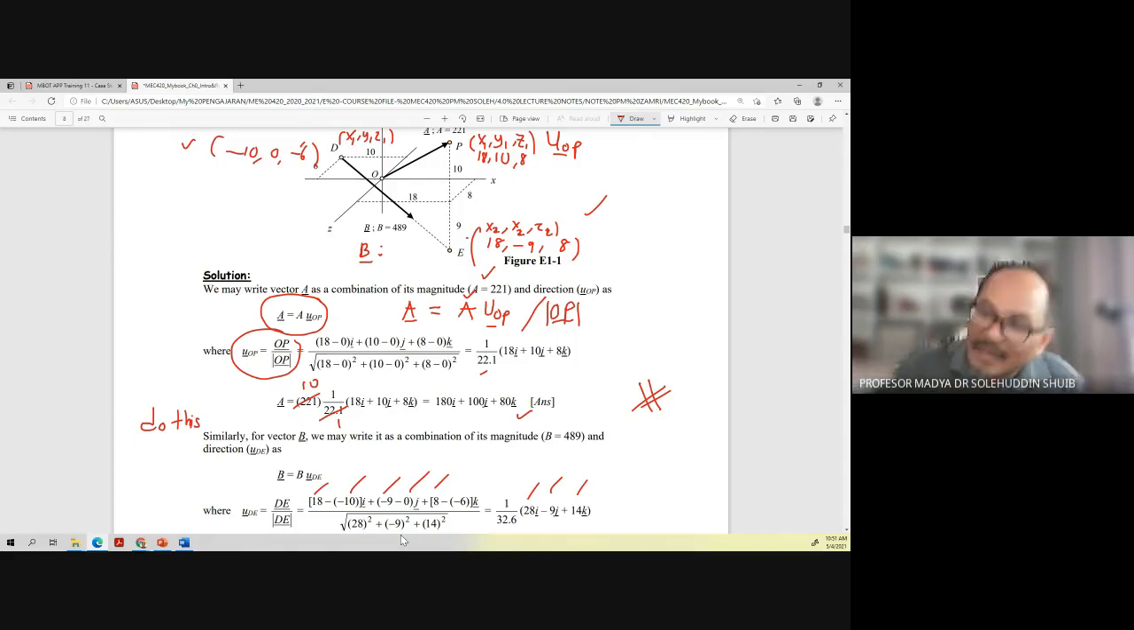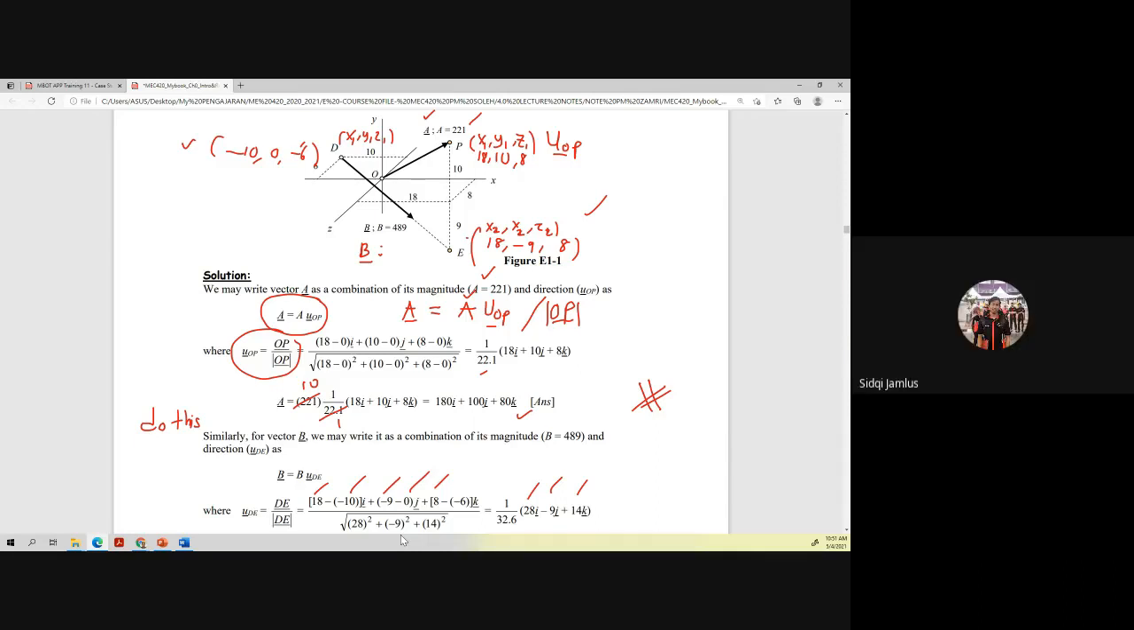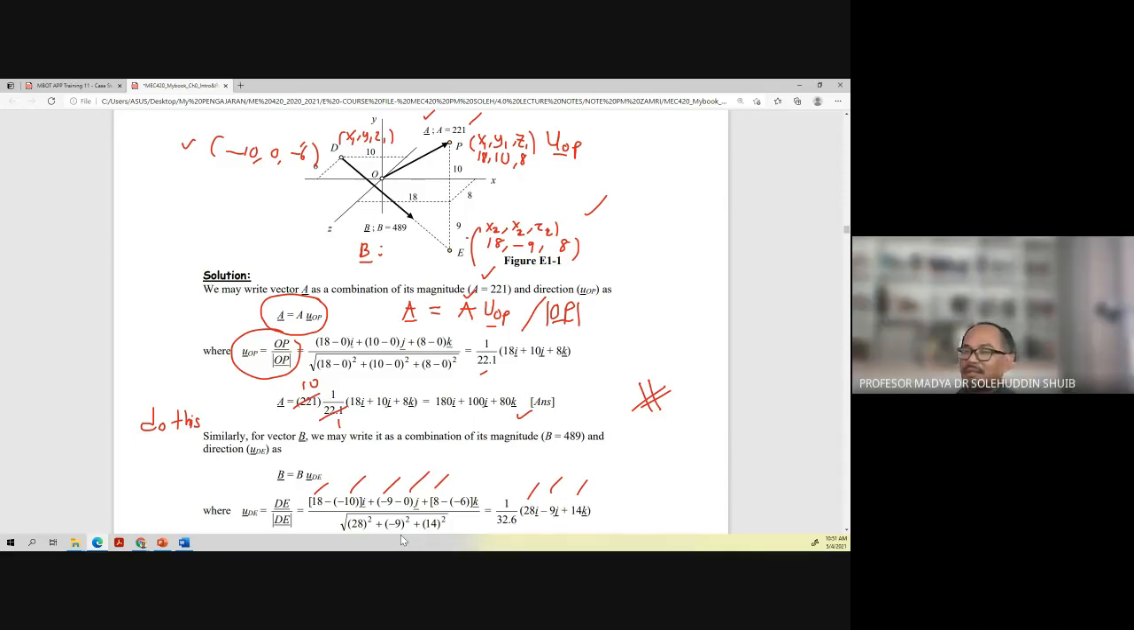Use your calculator again and check. For a scientific calculator, 28 squared plus 81 plus 14 squared. What do you get? 32 point what? 32.57. So we round off, and we get 32.6.